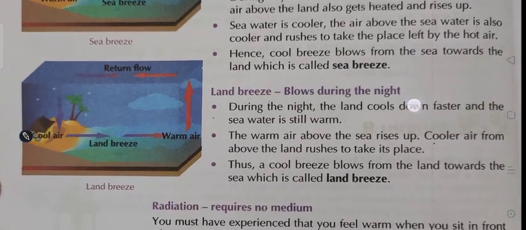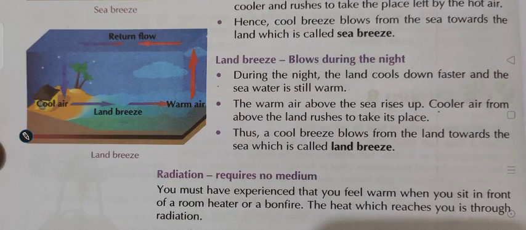And next, the land breeze. Students, how does the land breeze take place? During the night the land cools down faster and the sea water is still warm. The warm air above the sea rises up, and cooler air from above the land rushes to take its place. Thus a cool breeze blows from the land toward the sea, which is called the land breeze.